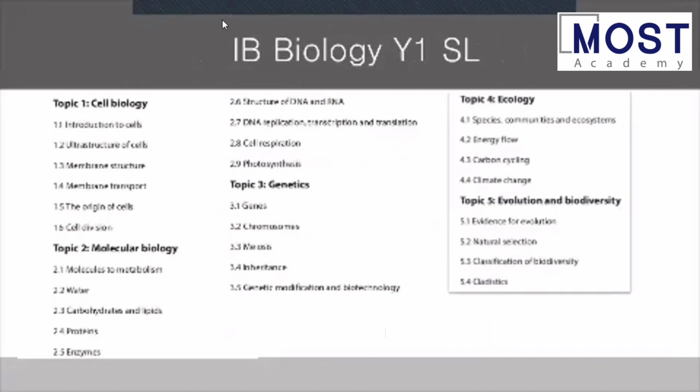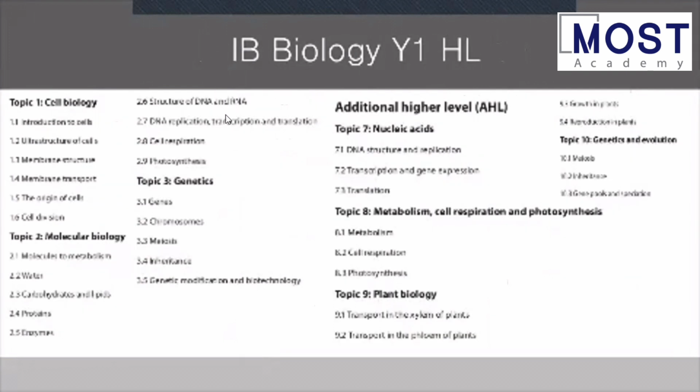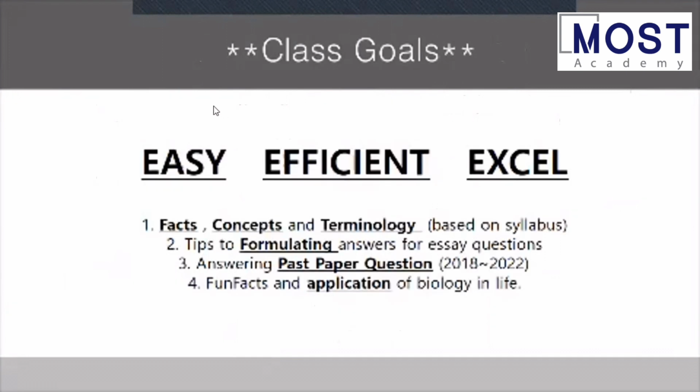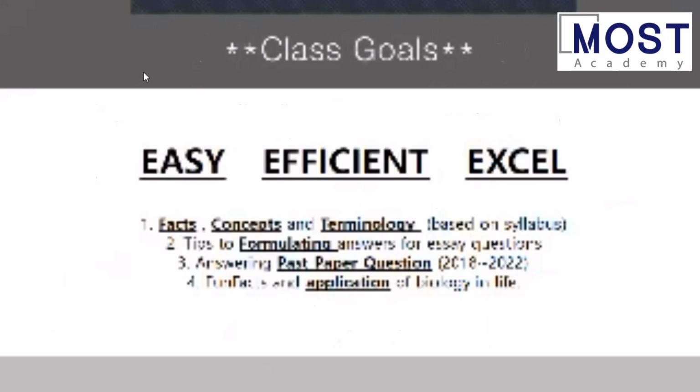The year one SL class will be covering topics like cell biology, molecular biology, genetics, ecology, and evolution and biodiversity. For the HL class, we'll be covering cell biology, molecular biology, genetics, and the additional higher level topics 7, 8, 9, and 10. My class goal is easy, efficient, and Excel.